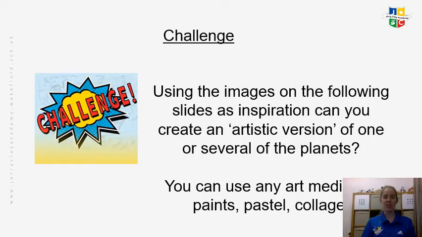So I'm loving the science challenge I've set this week because it's something that I really enjoy doing. So it's an art-based science challenge. So using the images on the following slides as inspiration, can you create an artistic version of one or several of the planets? So artistic version just means you can be as creative as you want. It can be using pastel, paints, collage, anything you like really. It can be as bold or as pale pastel colours as you like. Now the images you're about to see, it'll just give you an idea of shapes, colours, tones that you might want to use, but have a go and be as creative as you like.